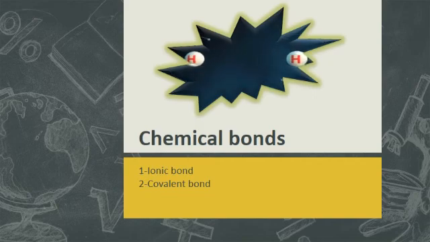It's a force present between two atoms that holds two atoms together. And there are two types of bonds, the ionic bond and the covalent bond. Our lesson today is about the ionic bond, and we will see the covalent bond in our next video.